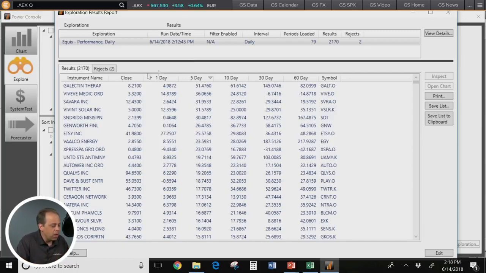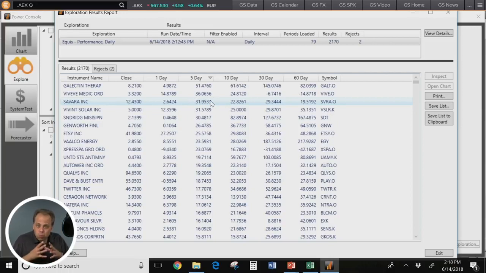For example, Galectin Therapeutics has moved up 51% over the last 5 days. Vivos Medic Corporation has moved up 36% over the last 5 days. Severa 31%. You get the idea.